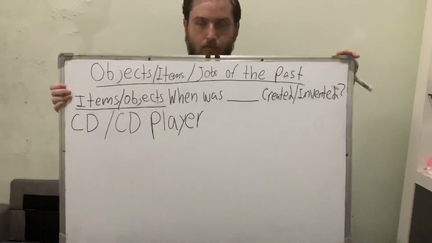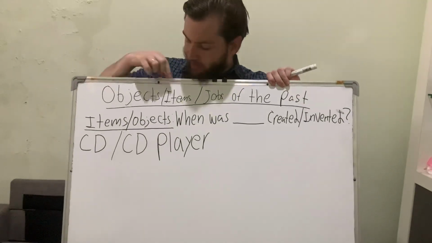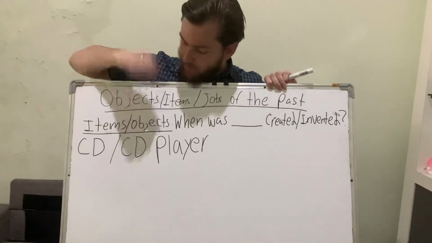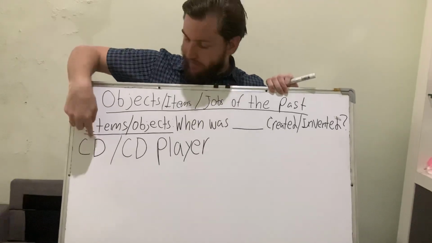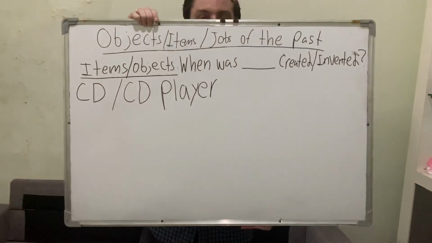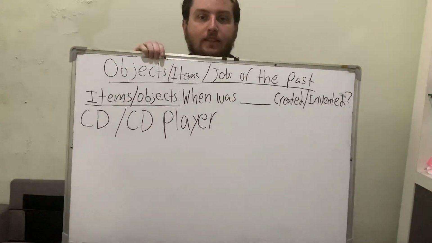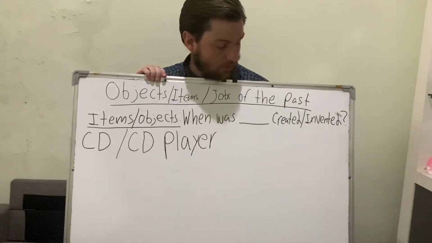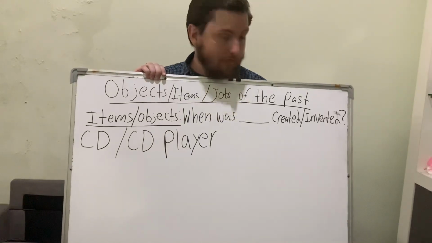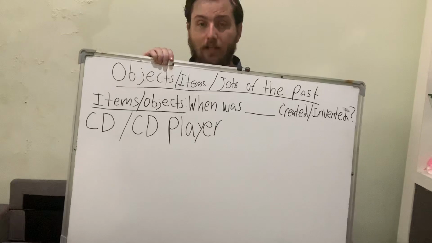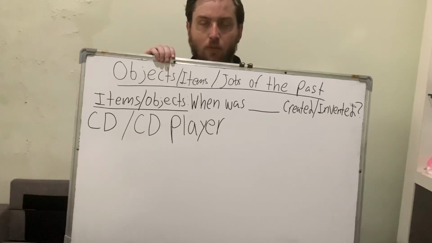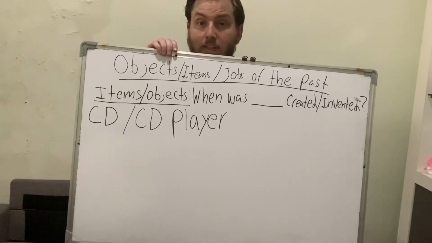When objects, items, jobs of the past. Okay, so we know that. Items, objects. First object, number 1, CD and CD player. I'm going to show you like this so you guys can see it. And then I'm going to show you the question. When was blank created, invented? This is the question that we need to ask ourselves. And some of the answers I will show you. These are the key questions that we're asking about past objects.